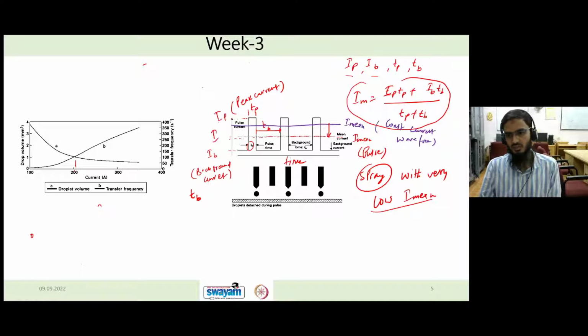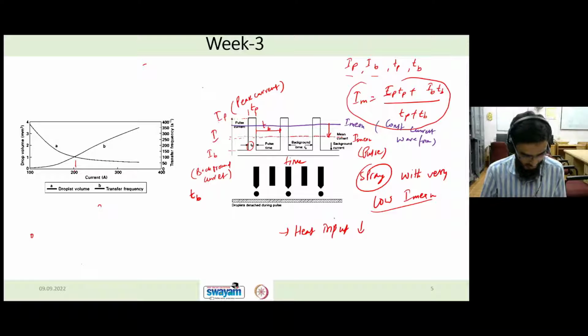So what is the advantage of getting a spray mode at a lower current itself? By doing so, what will happen? Since you are supplying a lower mean current, the heat input is going to decrease. It means you are putting a lesser amount of heat into your material to be welded. Obviously, if your heat input is less, then you are causing less damage to your material. Similarly, here also we are going to get the spray mode.